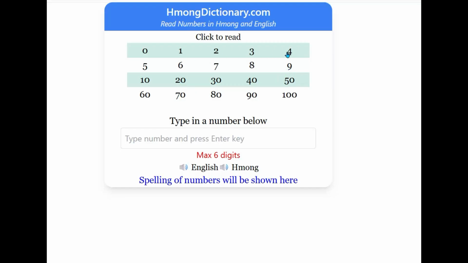Again, repeat the same process. 20, then 21, 22, 23, 24, 25, 26, 27, 28, 29, and then 30.